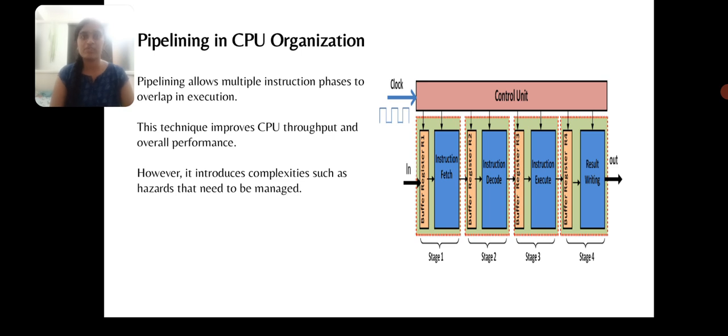Next one is pipelining in CPU organization. Here is a diagram of a circuit where pipelining allows multiple instruction phases to overlap in execution. This technique improves the CPU throughput and overall performance. However, it introduces complexities such as hazards that need to be managed. Beside you can see the circuit which has pipelining, and it shows the multiple instruction phases overlapping.